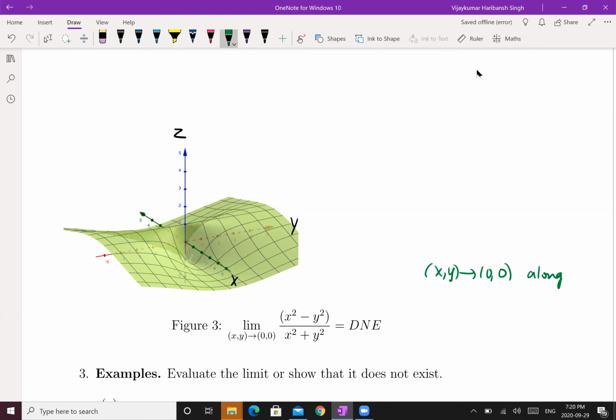So if (x, y) goes to (0, 0) along the x-axis, this is your domain, the point (x, y) going to (0, 0). Now what is happening to the function? So the function values lie here. They are going to, f(x, y) is constant, going to -1. So we see that along the x-axis, f goes to -1.